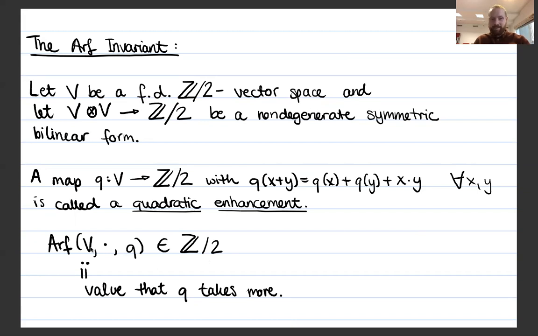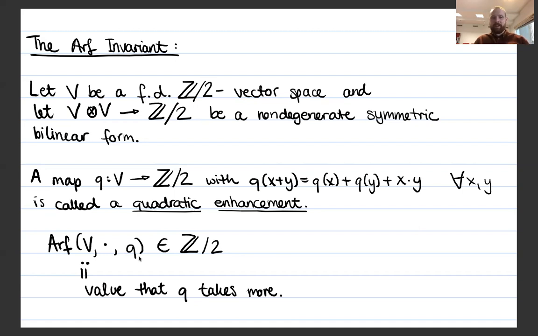And when you have this V together with this quadratic enhancement, there's a Z2 invariant that completely classifies this vector space together with a quadratic enhancement, called the Arf invariant. And it's in fact in this algebraic setting that Arf first discovered the Arf invariant.